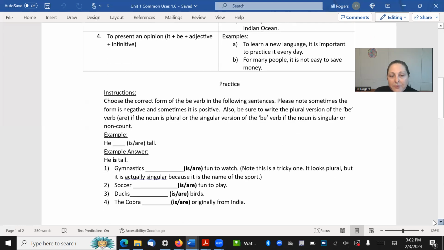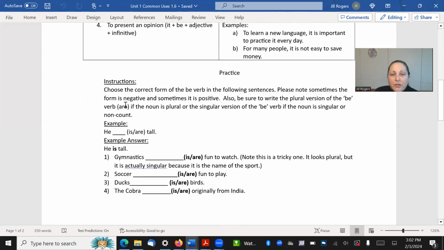Okay, so let's practice. So for this practice, you need to choose the correct form of the verb in the following sentences. Please note that sometimes the form is negative and sometimes it's positive. Okay, also be sure to write the plural version of be verb, which is are, if the noun is plural, okay? And write the singular version of the be form if the noun is singular or non-count, okay?